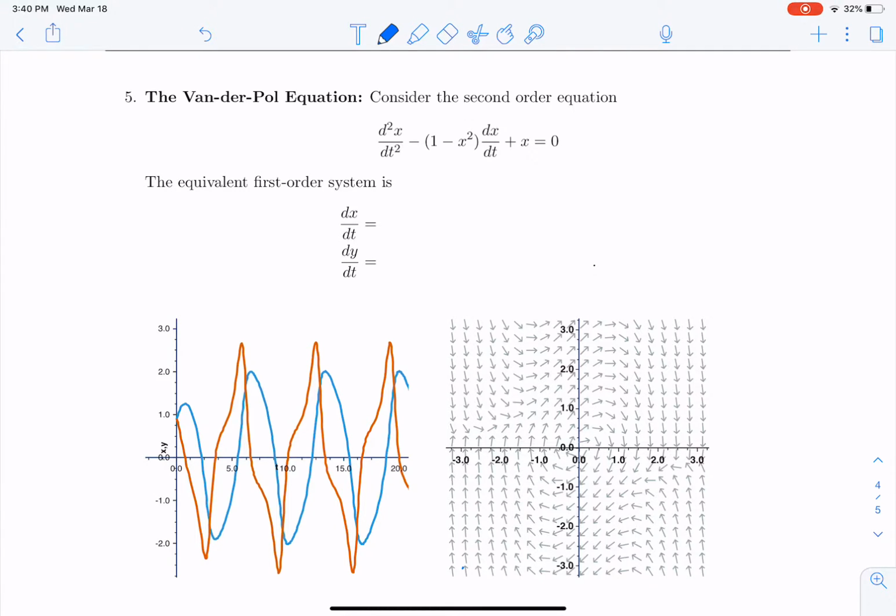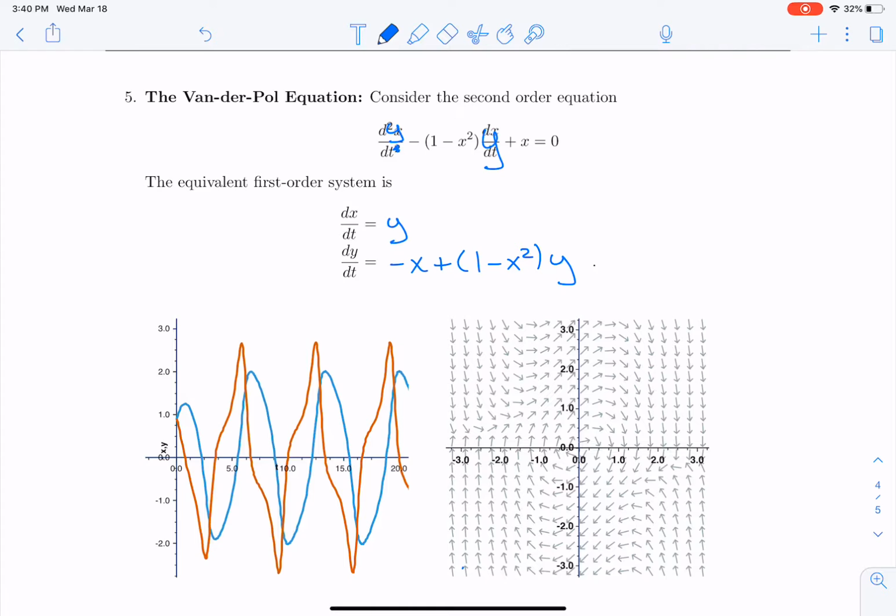We are now going to apply the Poincaré-Bendixson theorem to a well-known equation called the van der Pol equation. This is actually a second-order equation, so we'll first need to convert it to a system by letting dx/dt equal y, in which case the second derivative with respect to t of x is just dy/dt, and dx/dt is y. Then if we solve for dy/dt, we get that dy/dt equals minus x plus (1 minus x squared) times y.